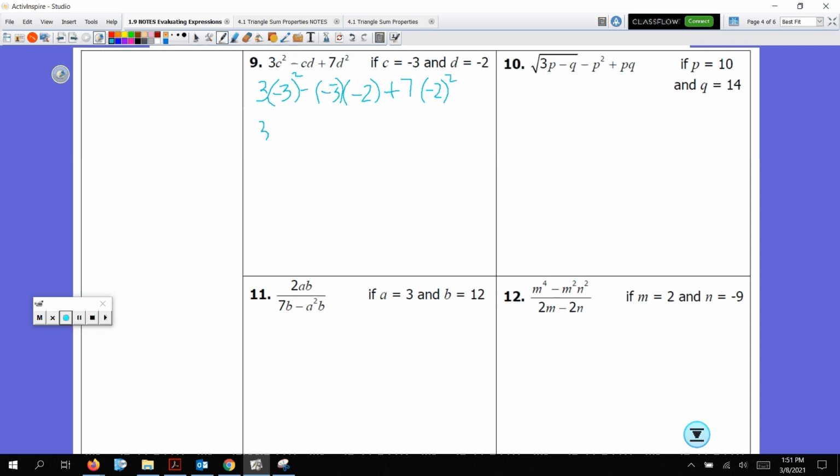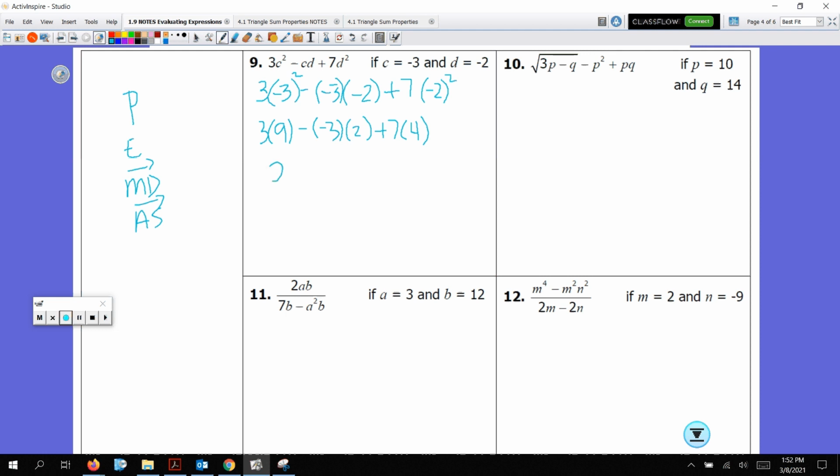So now I have 3 times 9 minus negative 3 times 2 plus 7 times negative 2 squared, which is positive 4. All right, I got a lot of multiplication. I have multiplication here, multiplication there, multiplication here, and then I have addition and subtraction. But remember, PEMDAS, you know that multiplication comes before addition and subtraction. So we're going to do that first. We do it whoever comes first, left to right.